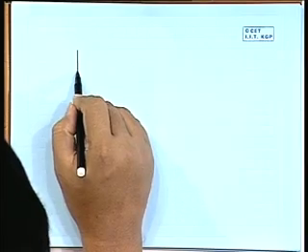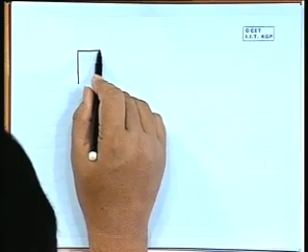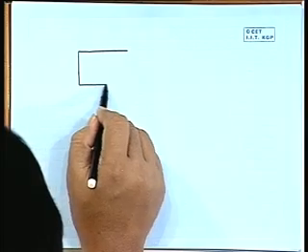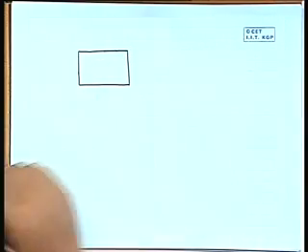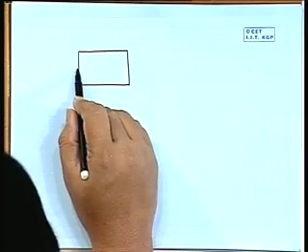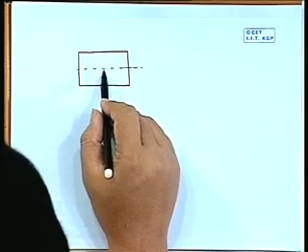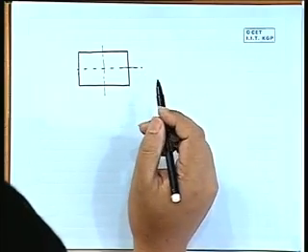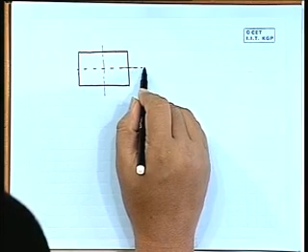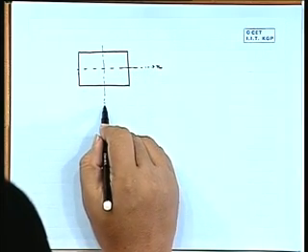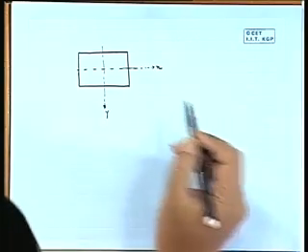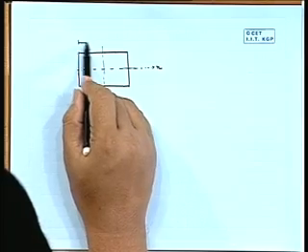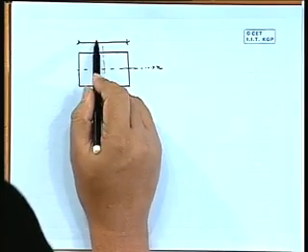Now, let us take one rectangular section. Say this is x and this side is y, right. That is B and this is D.